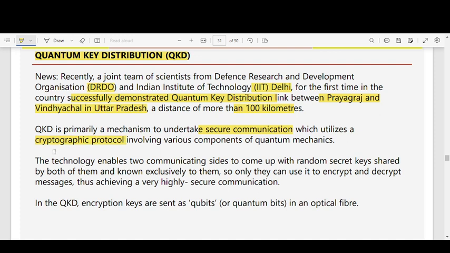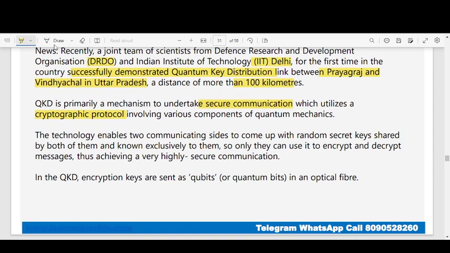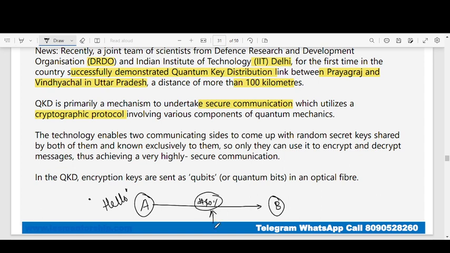Cryptographic means the message is being encrypted. Okay, what type of encryption is being done? For example, this is your Prayagraj and this is your Vindhyachal. They have passed a message. A is saying hello to B, but this hello will be encrypted like this. Can you decrypt it? No. Only B can decrypt it because A has sent the message to B.